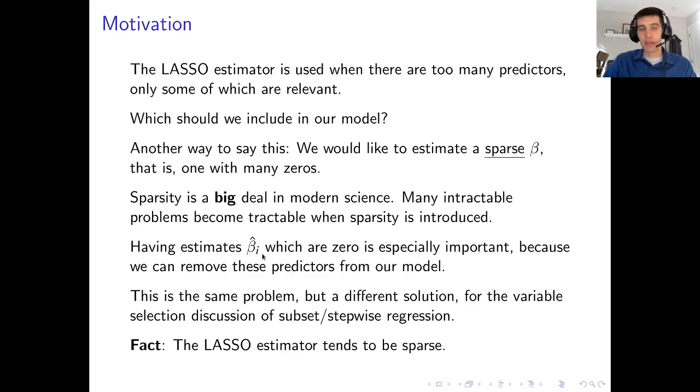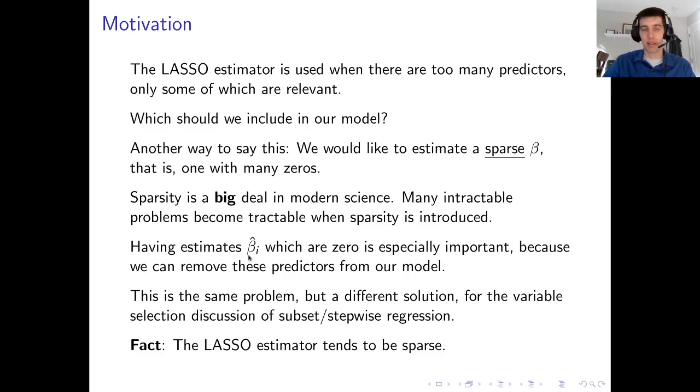So we place special emphasis when we're doing sparse estimation. If we're able to come up with an estimate which is 0, we can remove those predictors from our model, right? So near 0 is okay, but if we could actually set some of these equal to 0 in our estimate, that's even better for us because then we can completely remove those predictors, right? So the problem is the same, of course. This idea that we have many predictors, some of which matter, some of which don't. It's the same problem that we are addressing using subset selection and stepwise regression.